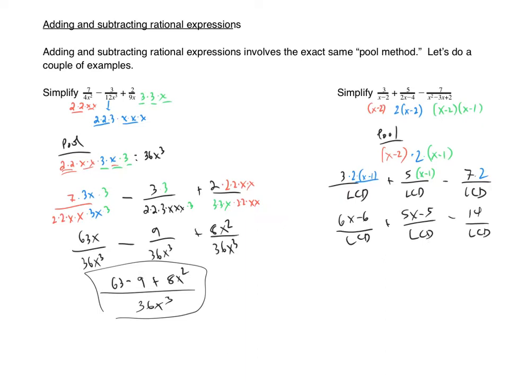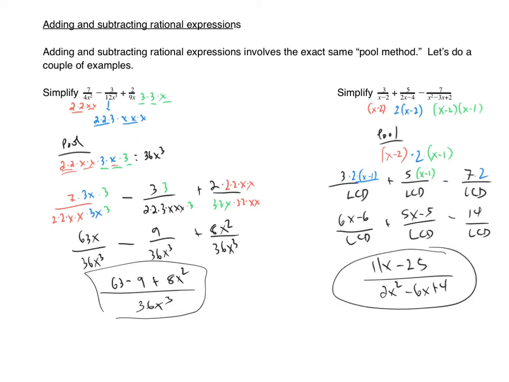And then I'm going to add the fractions together. And now that I'm at the last step, I'll go ahead and multiply that out. So let's see, that'd be 2x squared minus 6x plus 4, if I multiplied all that out. And then when I add and subtract here, I'm going to combine like terms. So let's see, 6x and 5x make 11x. Negative 6 plus negative 5 is negative 11, minus 14 is negative 25, and that is fully put together.